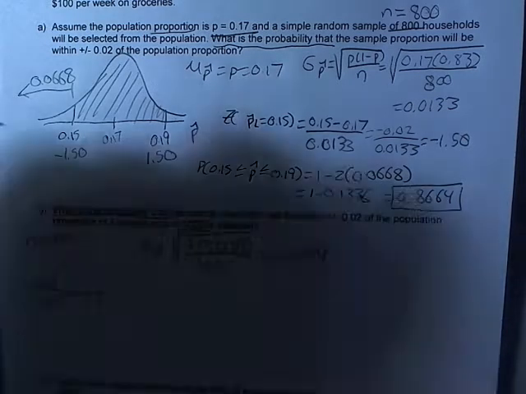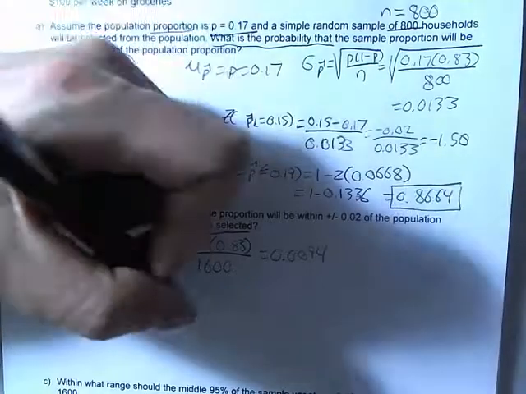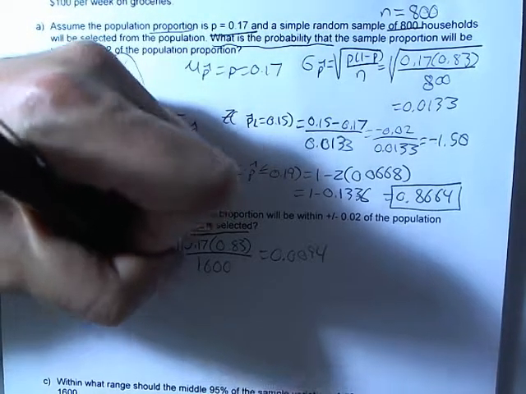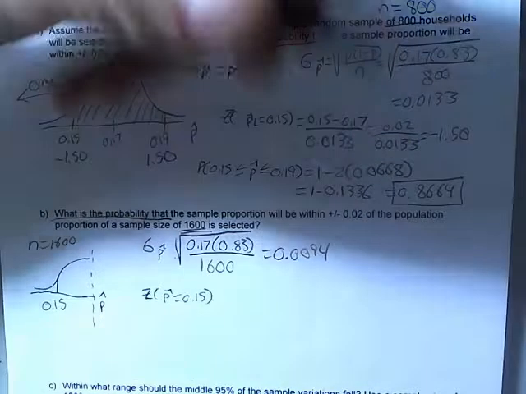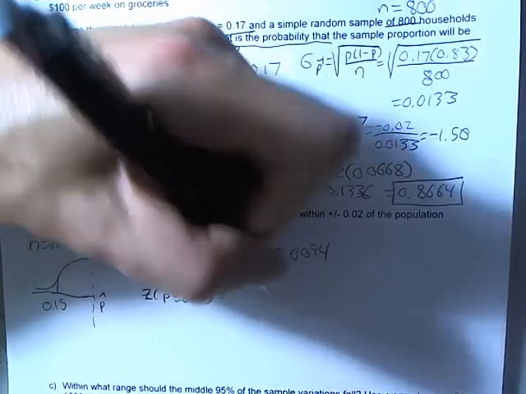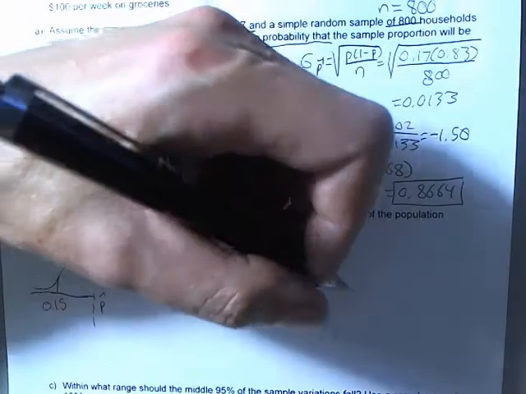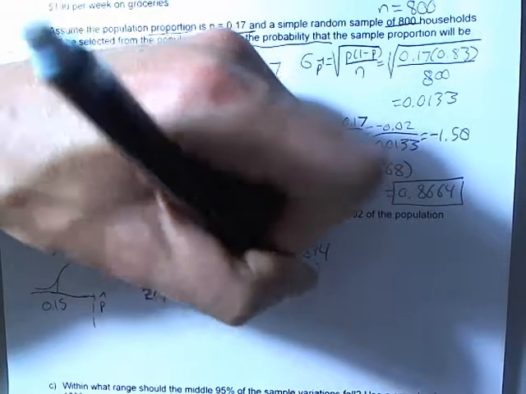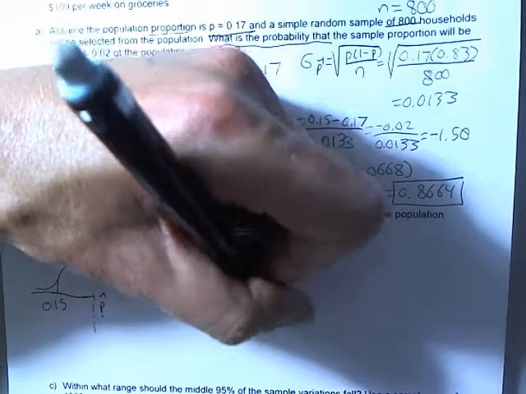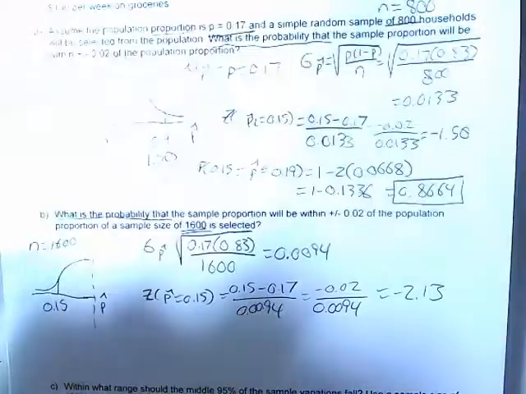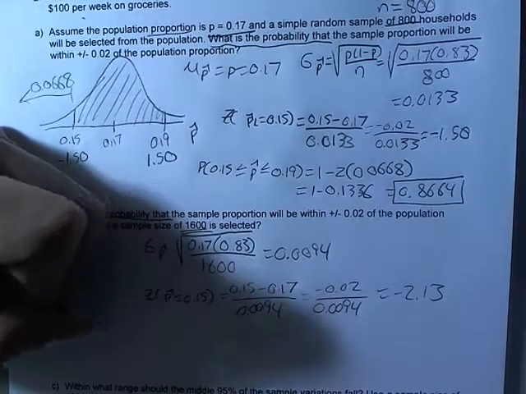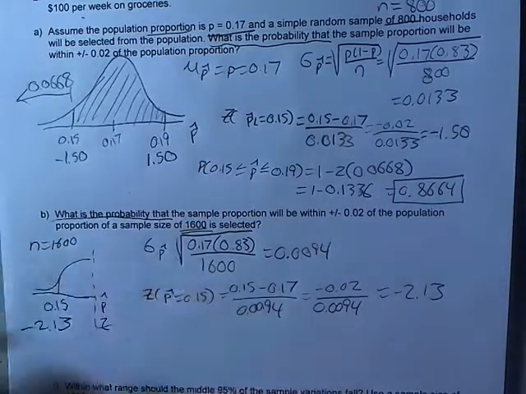So next thing we're going to do is find the z-value corresponding to our lower sample proportion boundary. That is 15%. So I'll use my p hat to z conversion formula: 15% minus 17% divided by the standard error that we calculated here. That's going to give us negative 2% divided by 0.0094, or negative 2.13 for our z-value of interest.